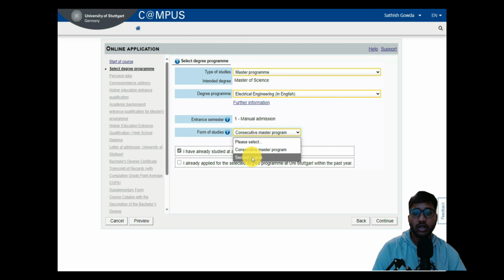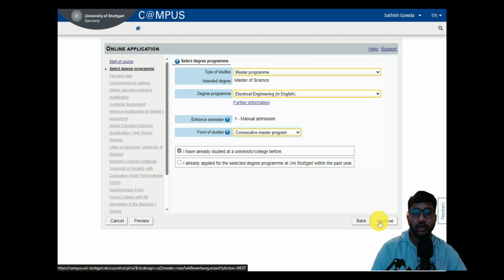If you want to click on second degree, that means a person who has already done one master's degree in Germany and is applying for a second master's degree in Germany. Then you have to select second master's degree. But as of now, we did our bachelor's in India, and this time we are applying for a master's specifically in Germany, that's why we are clicking on consecutive master's degree. Then you can click on continue.